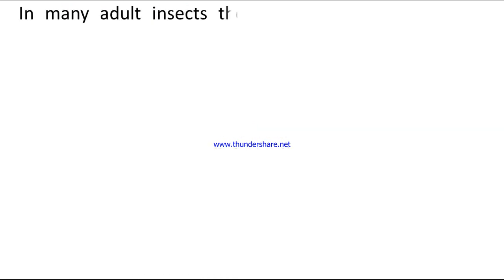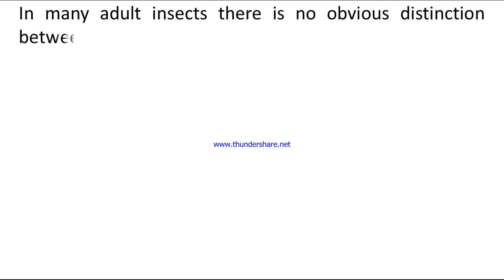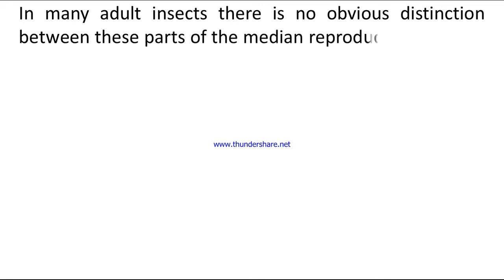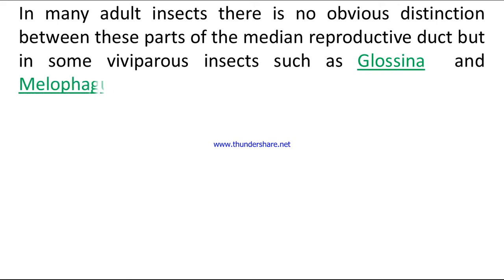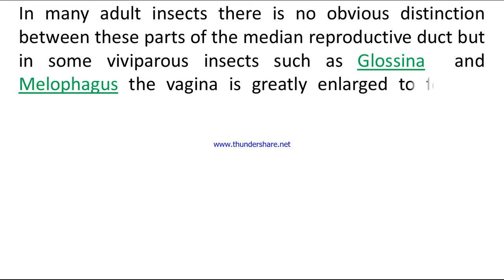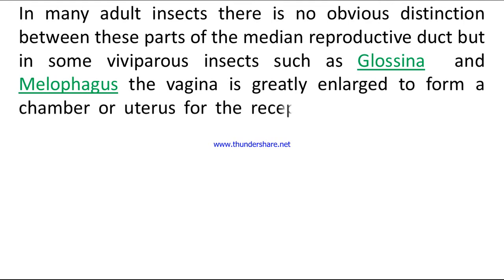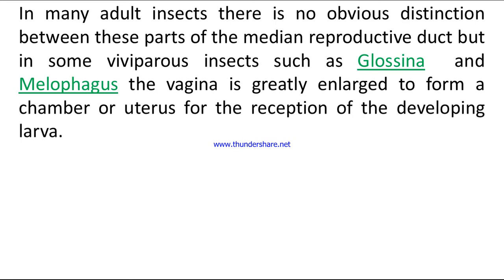In many adult insects, there is no obvious distinction between these parts of the median reproductive duct, but in some viviparous insects such as Glossina and Melophagus, the vagina is greatly enlarged to form a chamber or uterus for the reception of the developing larva.